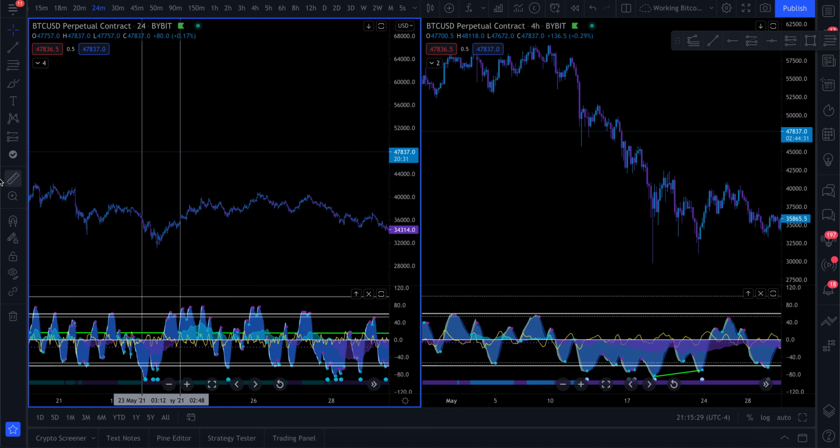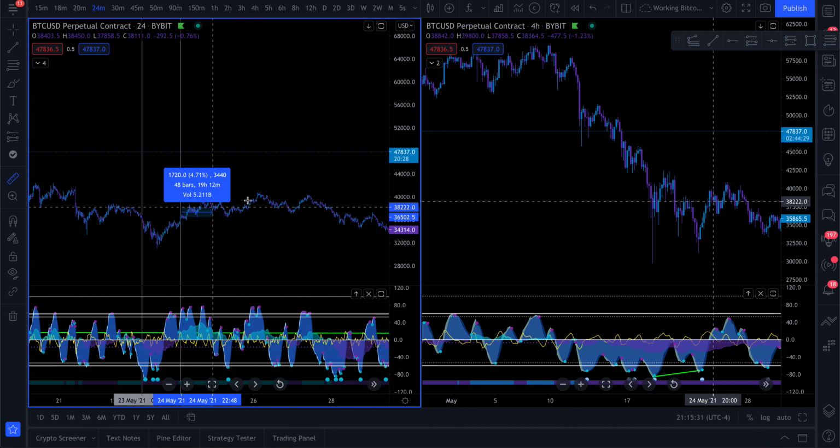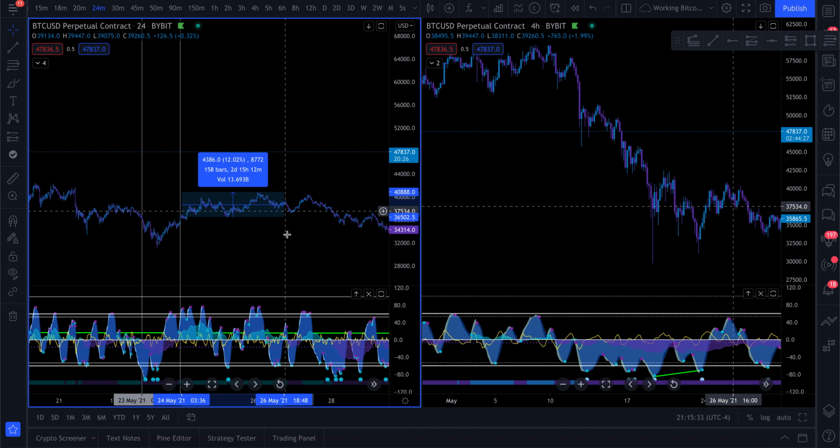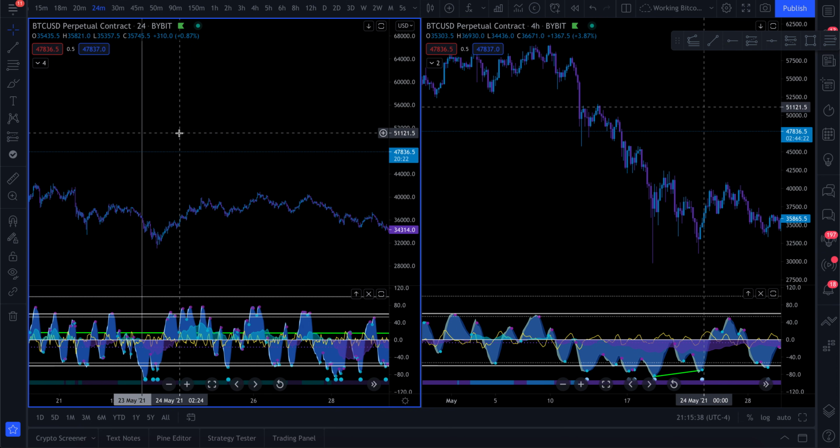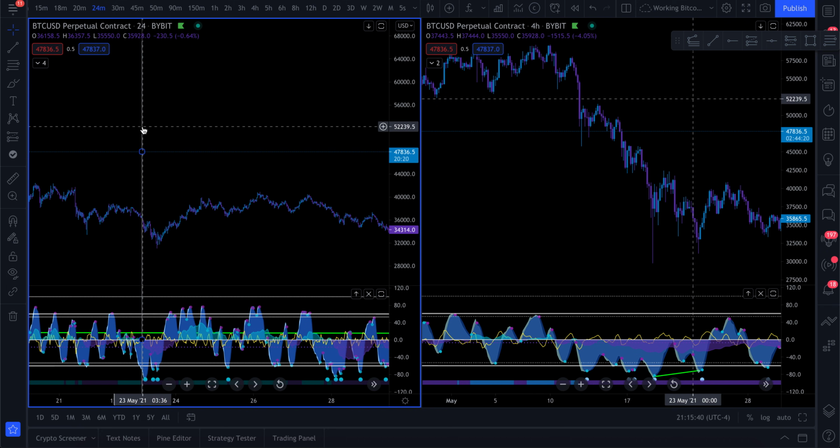And, you know, we could have made a really nice 11%. So this is one strategy that's really good for beginners. It's called the 424 strategy.